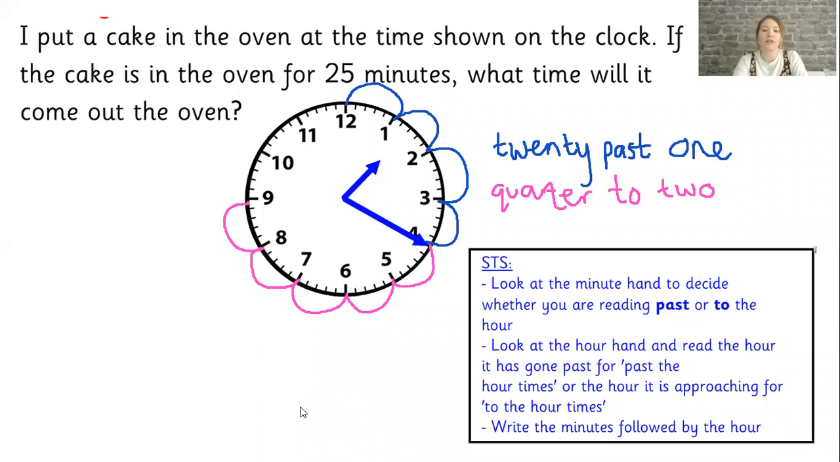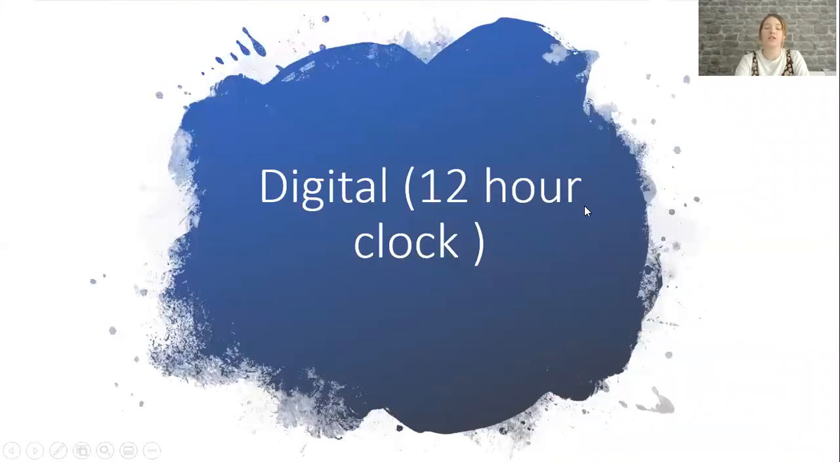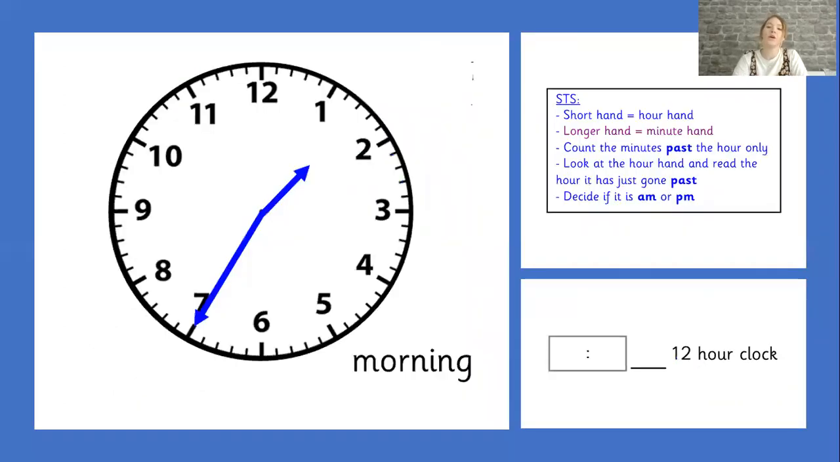Let's clear our drawings and let's go on to the next page. So now we're going to look at digital, but a 12-hour digital clock. So we're not looking at 24-hour yet, we're just looking at 12-hour clock. So we've got our time here. To tell the time on a 12-hour clock, we need to look at the short hand for the hour hand. The long hand is the minute hand, again, same as before.